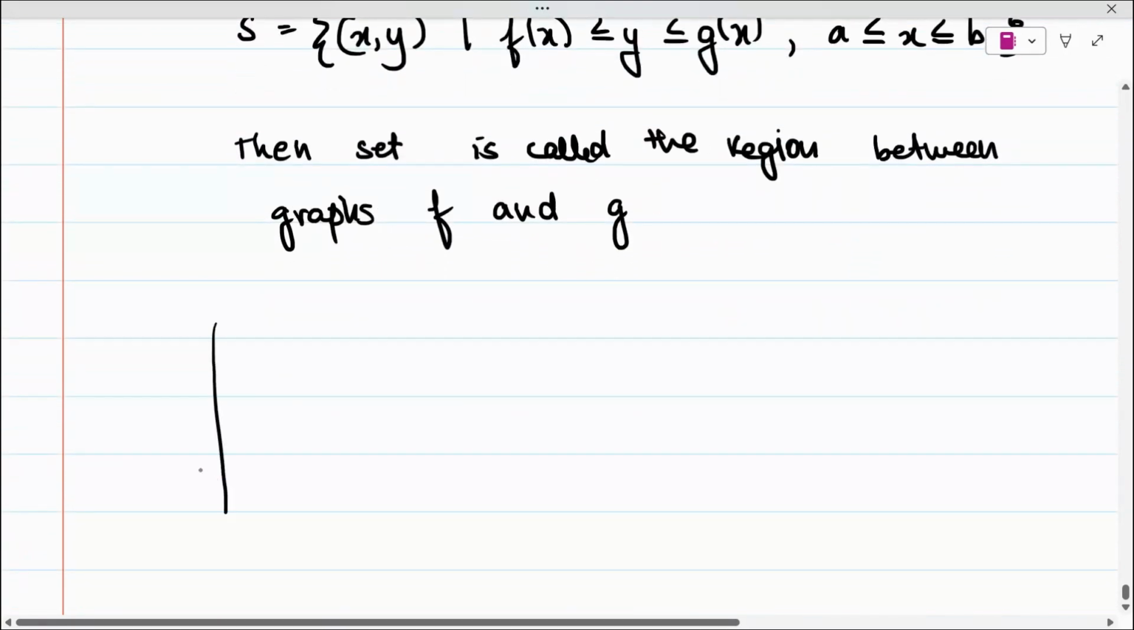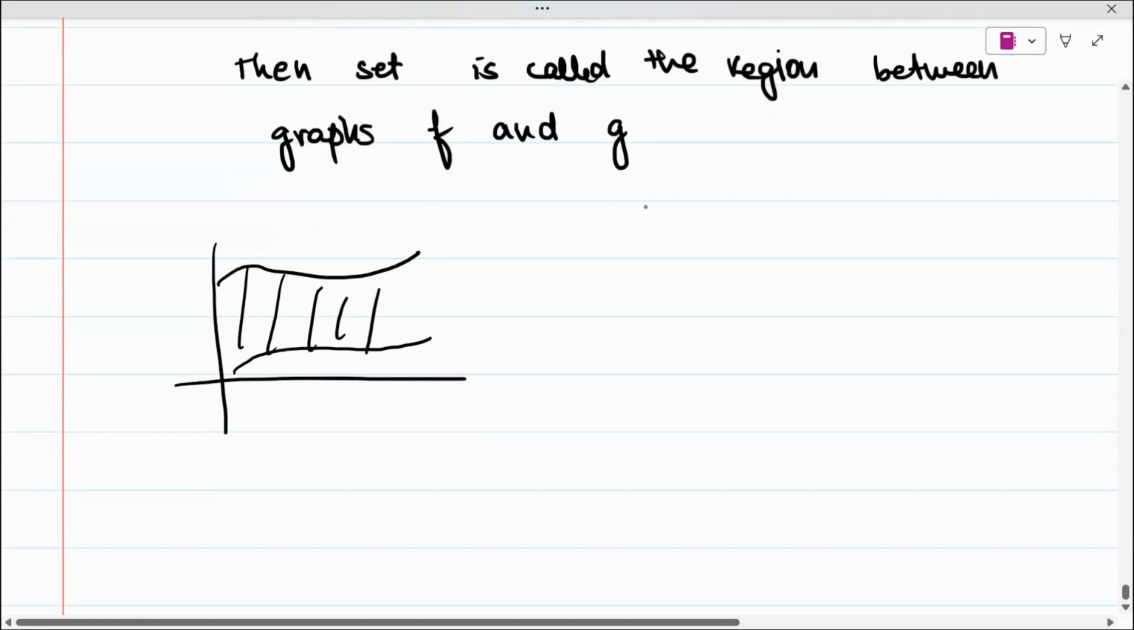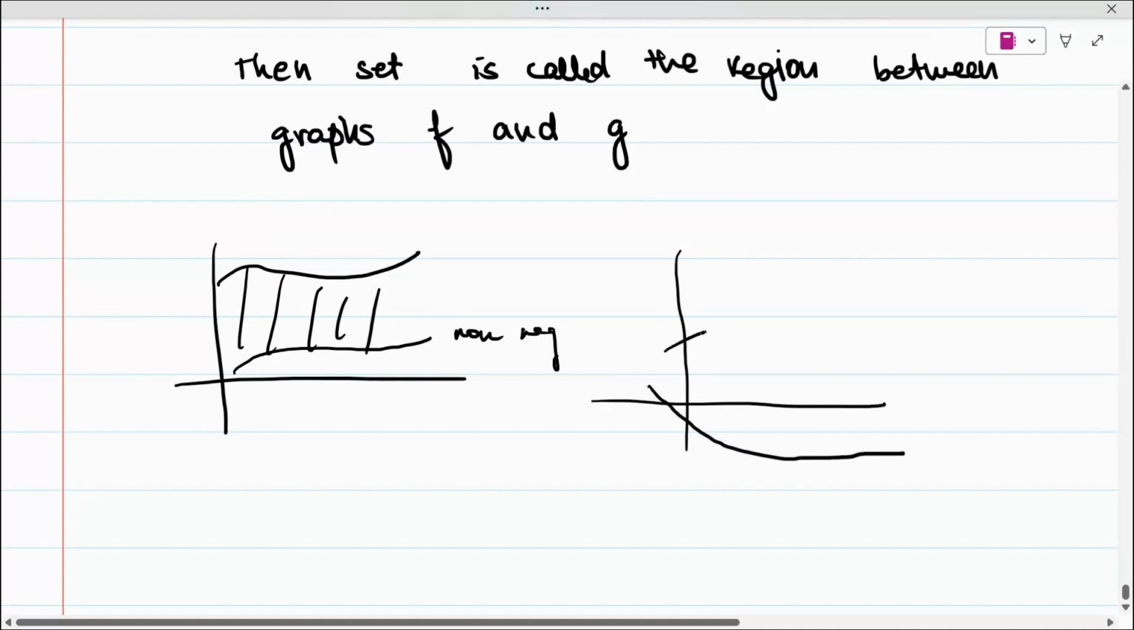So there can probably be two types. One is like this, another like that. This is one. It can also be under. This is for a non-negative function. And there can also be one function which is like this, and another here. This also.